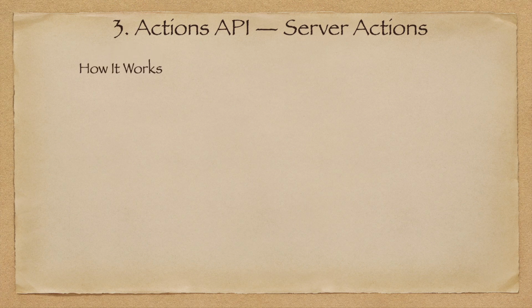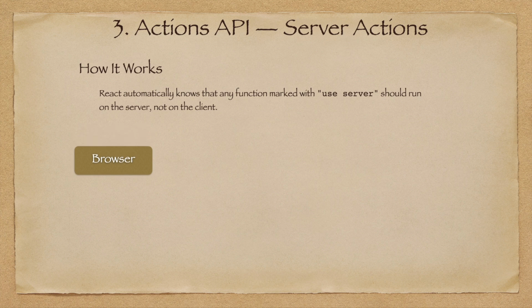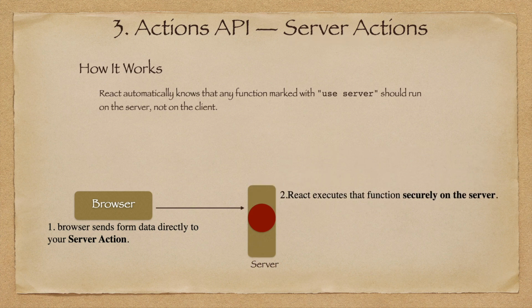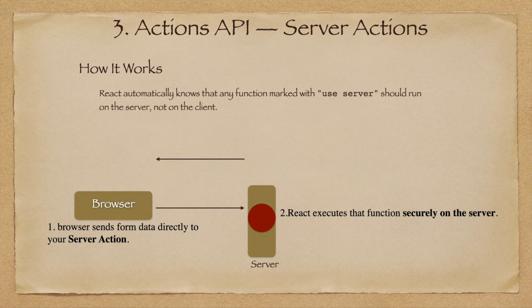How it works. React automatically knows that any function marked with use server should run on the server, not on the client. When the form is submitted, 1. The browser sends form data directly to your server action. 2. React executes that function securely on the server. 3. The result comes back to the client, ready to render.